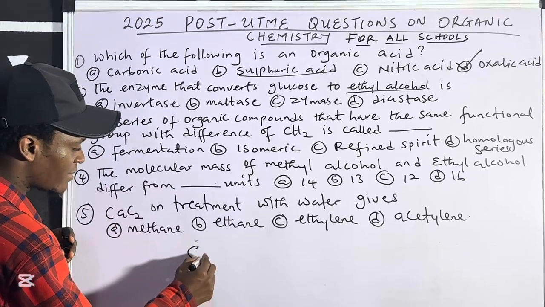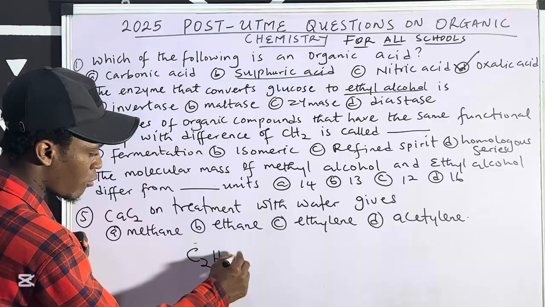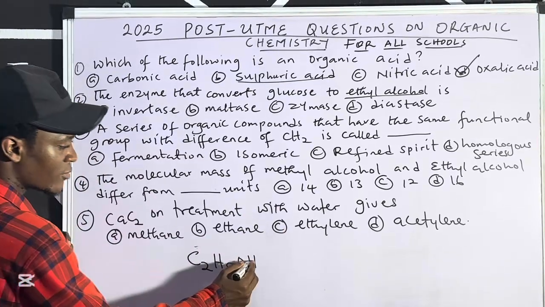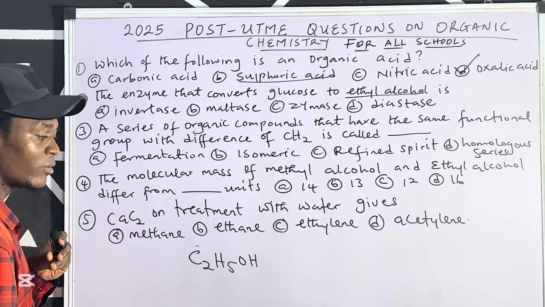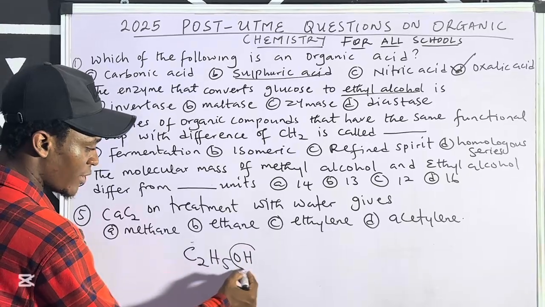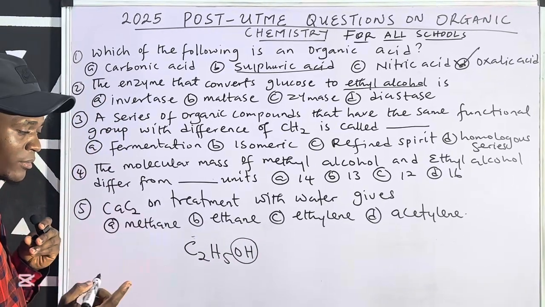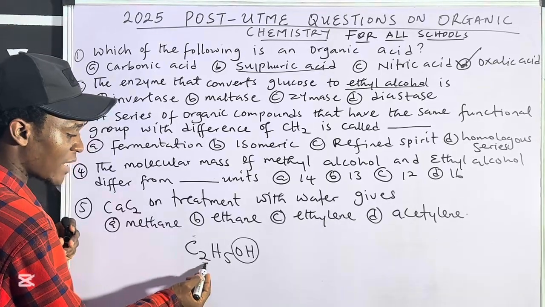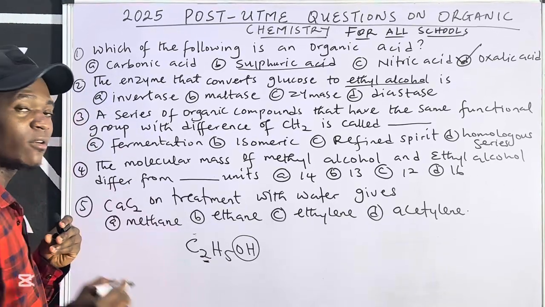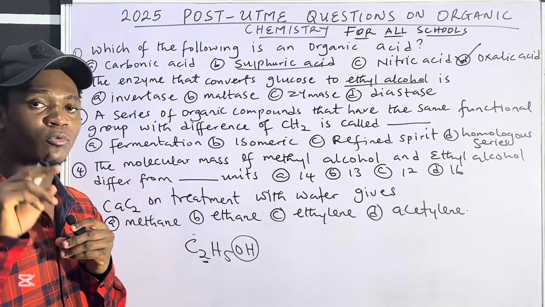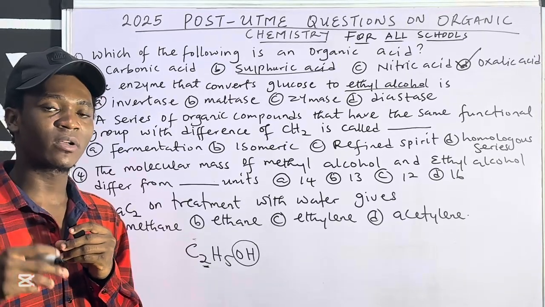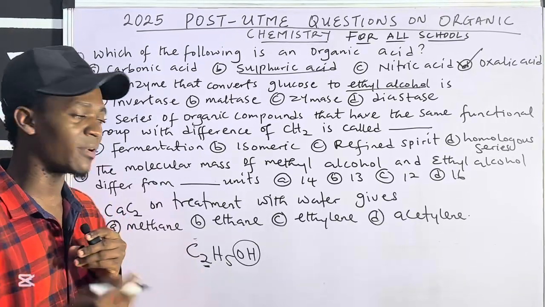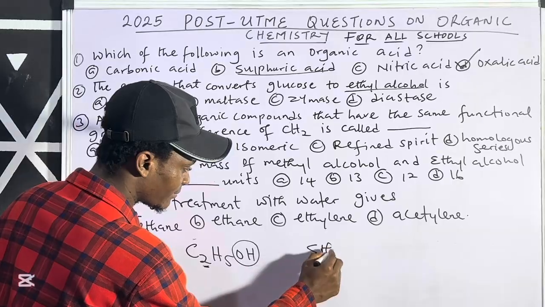If I write C2H5OH, this is called what? Ethanol. Why did I call it ethanol? Presence of OH makes it to be an alkanol or alcohol. Then C2H5, how many carbons are here? 2. When you see any organic compound with a total number of 2 carbons, just know that such organic compound should start with the prefix "eth".